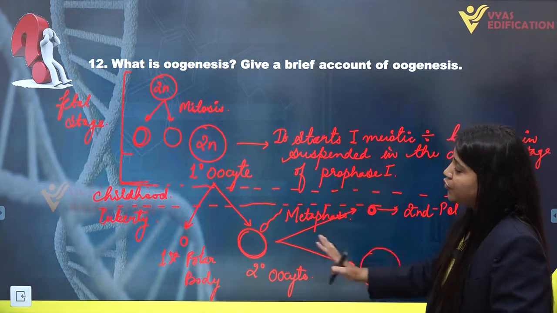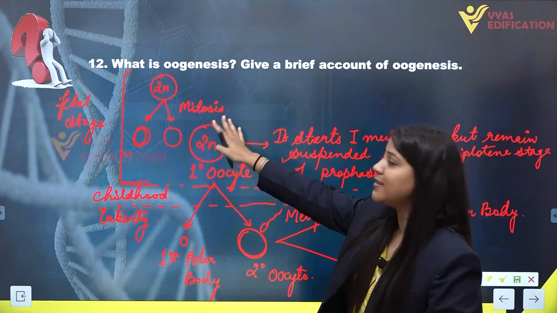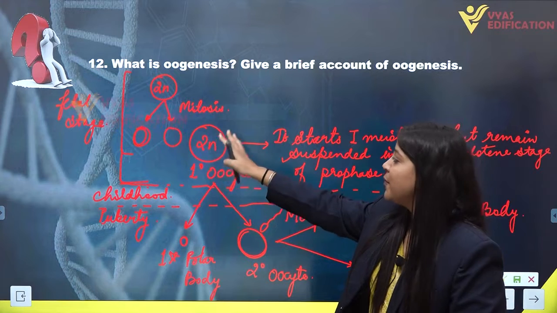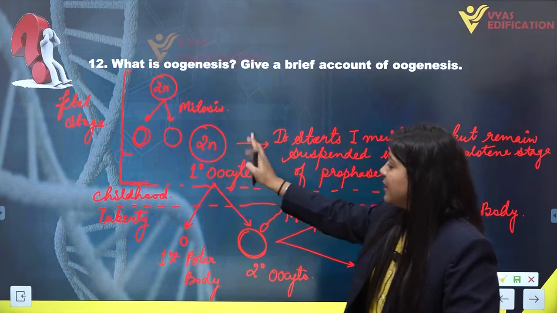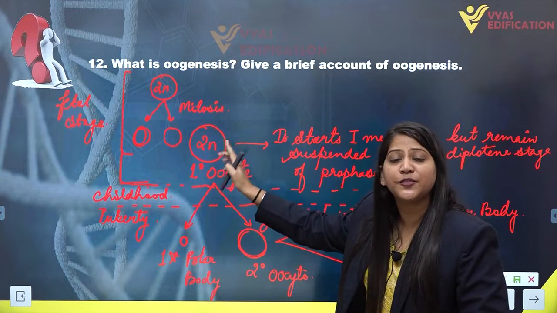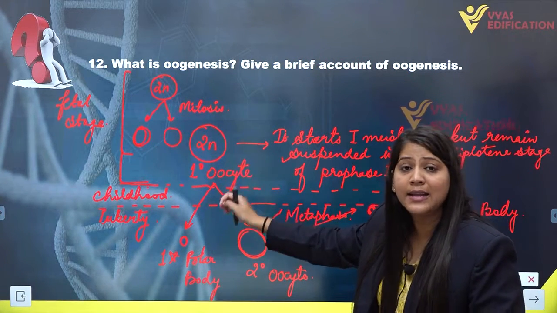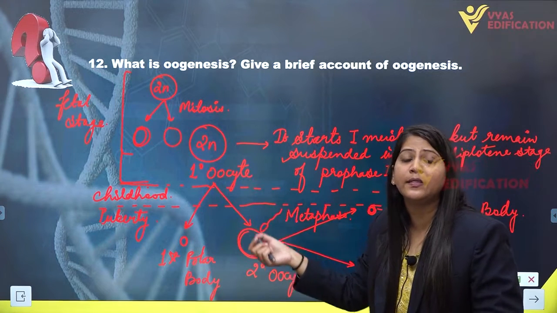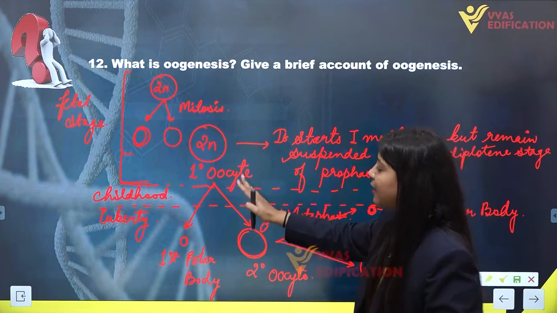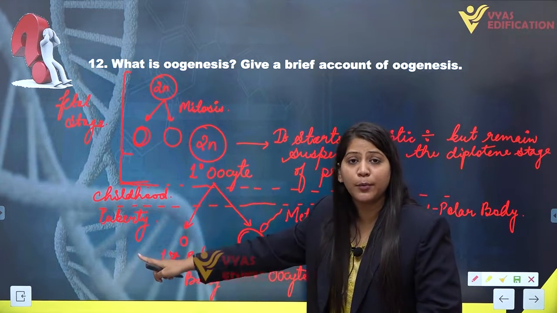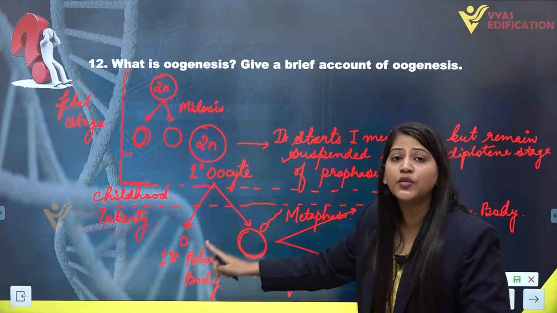So this is how oogenesis takes place. In the fetal stage, oogonia divide mitotically to form primary oocytes. Primary oocytes are 2n and diploid. This primary oocyte starts its first meiotic division but is not capable of completing it. Hence, it remains suspended in the diplotene stage of prophase 1. And when the female child hits puberty, it will complete the first meiotic division, forming two cells.